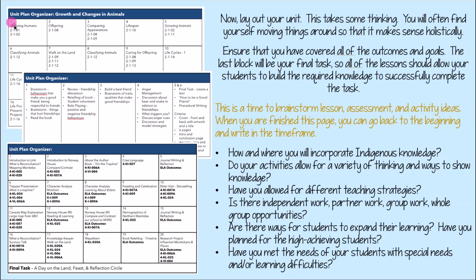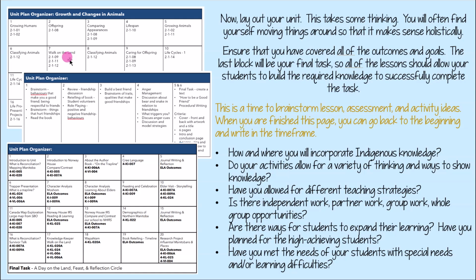So this one at the back here is my unit plan organizer for growth and changes in animals. I have 1, 2, 3, 4, 5. That's just the lesson number. And so I'm going to start with a lesson on growing humans, and it's these 2 outcomes. Then I'm going to do offspring, which is this outcome. So you see this is 1, 2, and then 8. And then I'm going to do comparing appearances, which is again a review of 8, and I'm adding 9 in. Then lifespan, then growing animals, which is back to 2, and 11. So I'm kind of all over the place as I am organizing this.